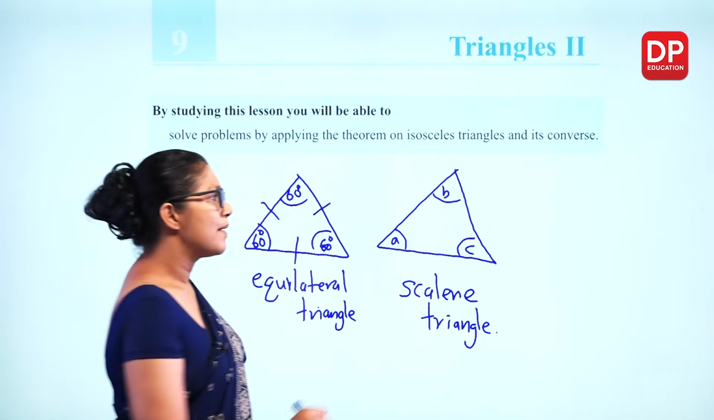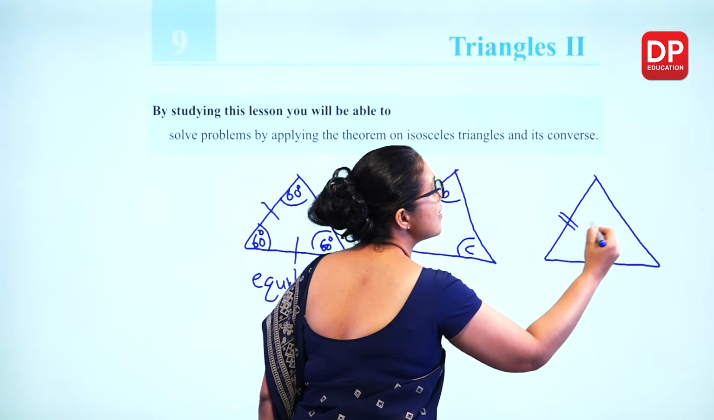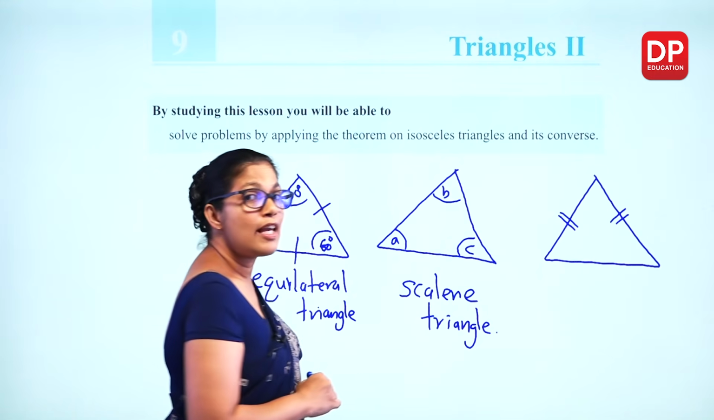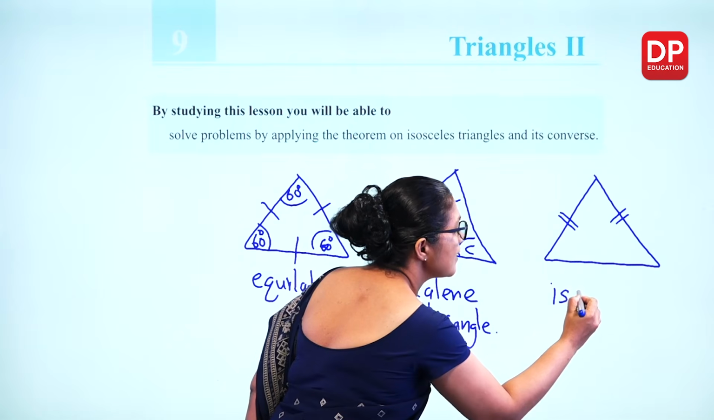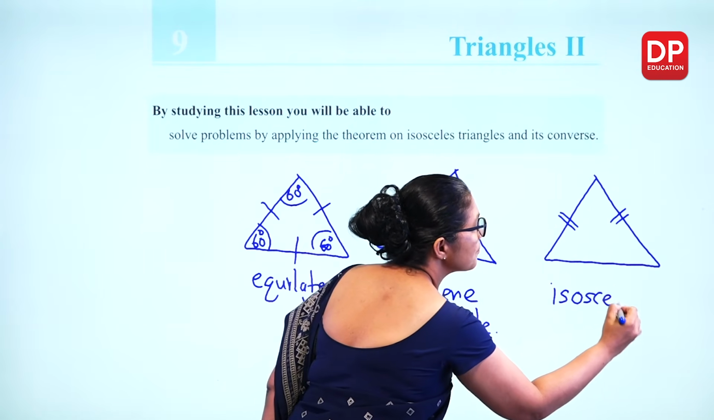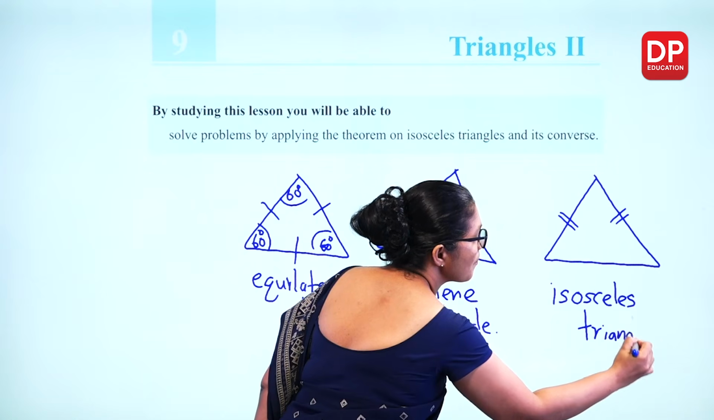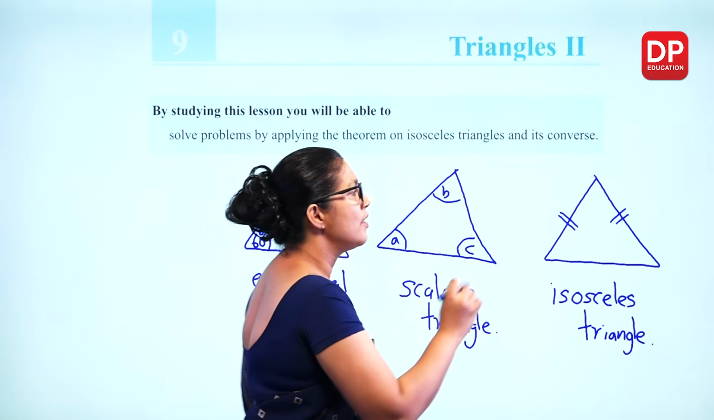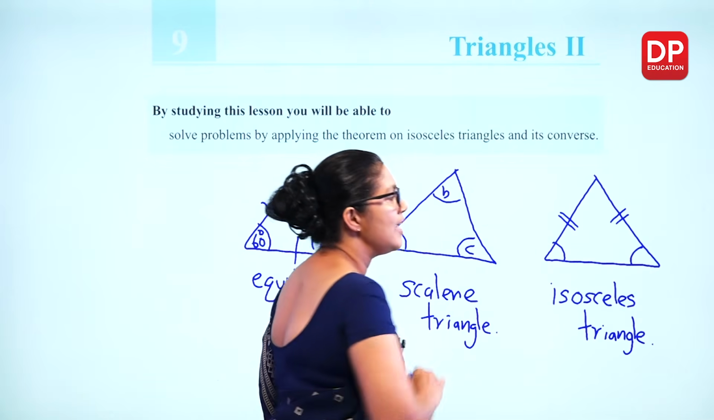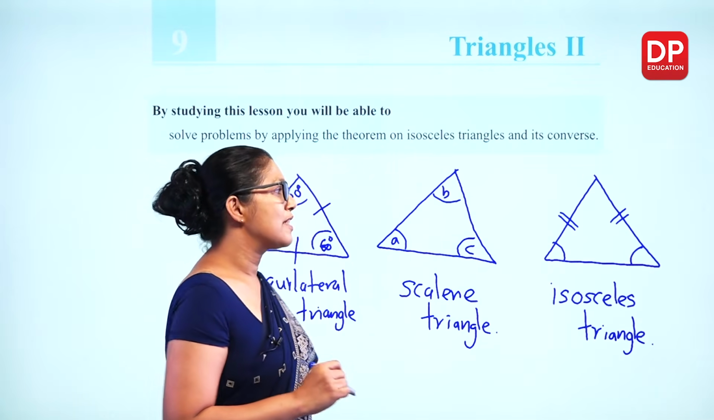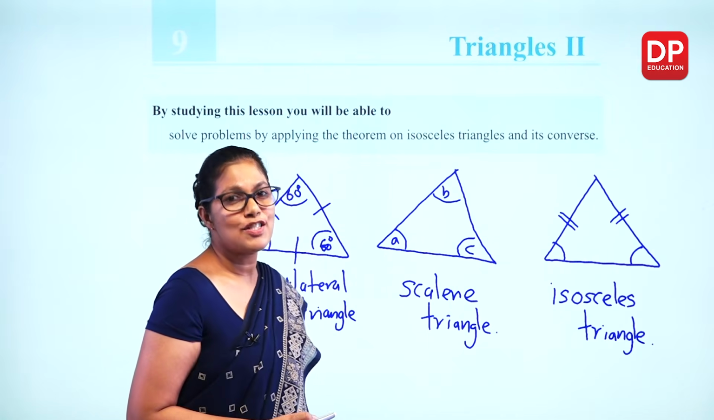What's the third type? We did a triangle with 2 sides equal. So what did we call it? Isosceles triangle. And we know if the 2 sides are equal, these 2 angles are also equal. Now in this chapter, we are finding out more about isosceles triangle.